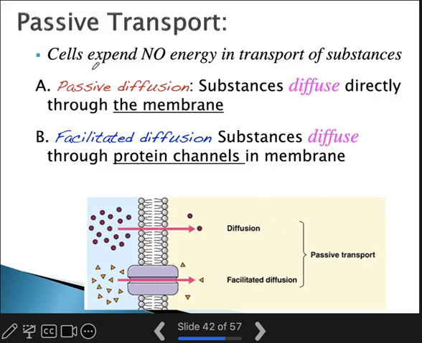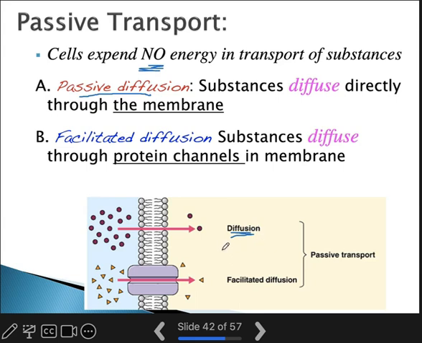So passive transport, cells expend no energy at all in the transport of substances. And so there's two ways for substances to get across the cell membrane via passive transport. The first is passive diffusion. So again, this is like oxygen, carbon dioxide, where we're moving through the membrane. The cell is providing no energy in the sense of moving the molecule. So this is purely coming from the concentration gradient that exists. And we're moving through the phospholipid bilayer.